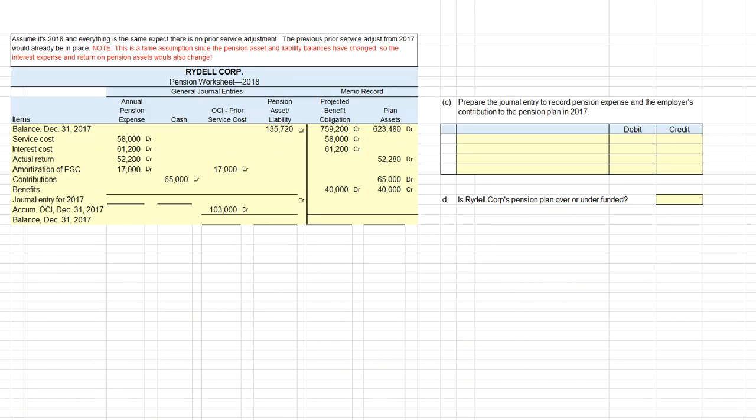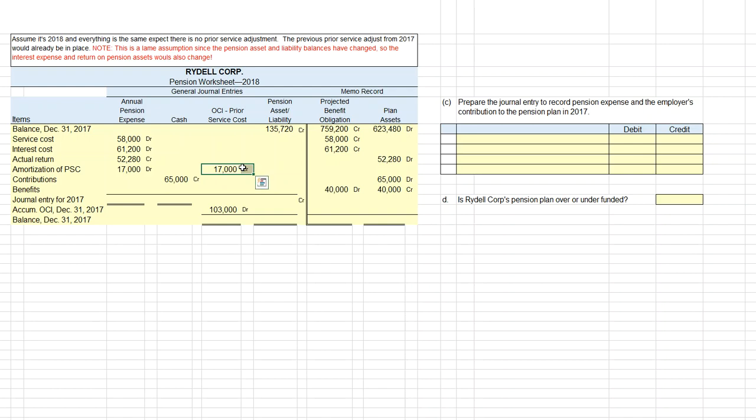Let's consider part 2 of this problem. We're going to assume it's year 2018 and that everything is the same except that there is no prior service adjustment, so we're not going to have another $120,000 in prior service costs. The prior period service cost adjustment from 2017 would already be in place.